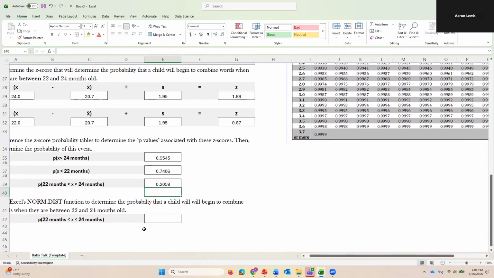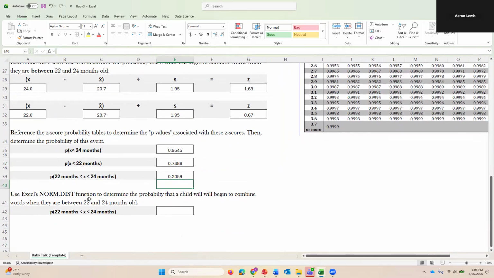And just to be thorough, you can do this with the norm.dist function, adhering to this philosophy that you need to find the probability of the higher number, your upper bound, using the norm.dist function, and the probability of finding your lower bound using the norm.dist function. And the difference between those two is the probability of a data point existing within that range. So this equals norm.dist.